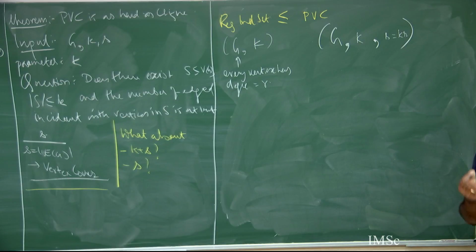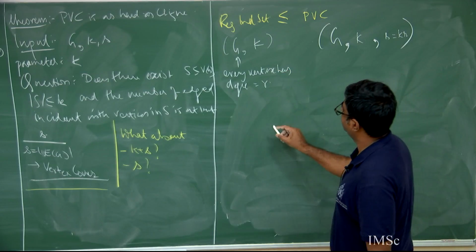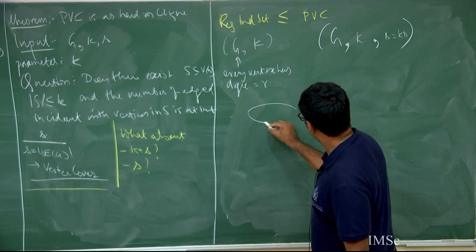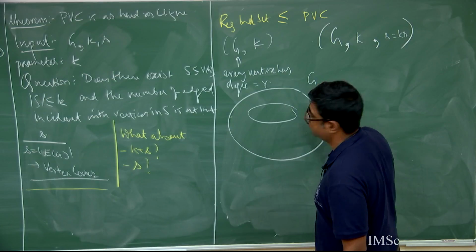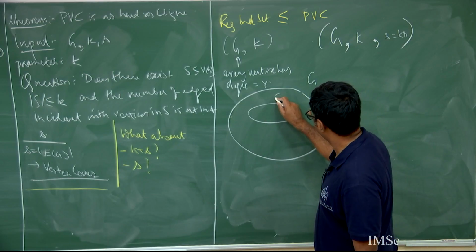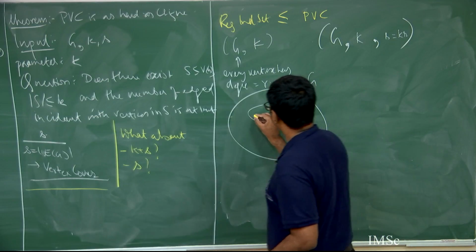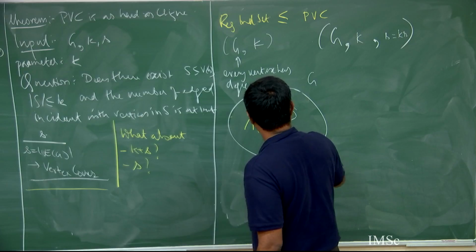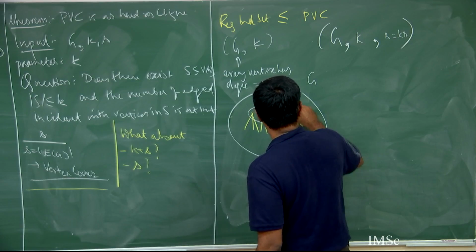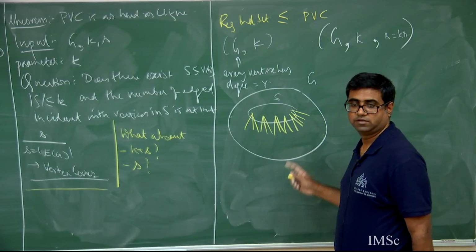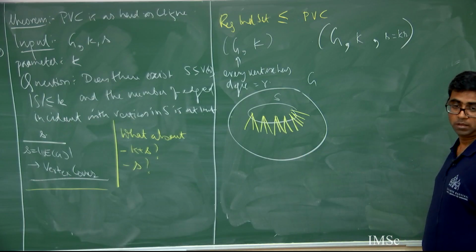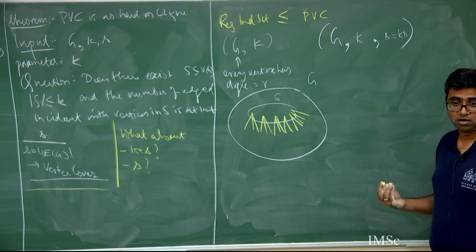Every vertex can only cover R edges, right? So look at the forward direction. If G has an independent set S of size exactly equal to K, how many edges are incident to it? Exactly R times K, right? But G is an R-regular graph.